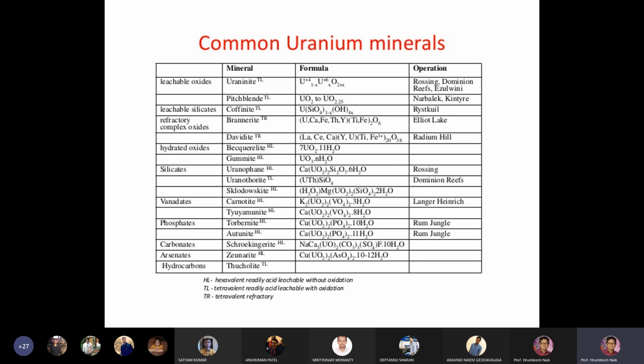Leachable oxides, uraninite, leachable silicates, refractory complex oxides, hydrated oxides, silicates, vanadates, phosphates, carbonates, arsenates, hydrocarbons. So this is the mineral uraninite and different types of minerals, with their formulas, and these are the operations, such as Rossing and others, carried out for the uranium leaching method.